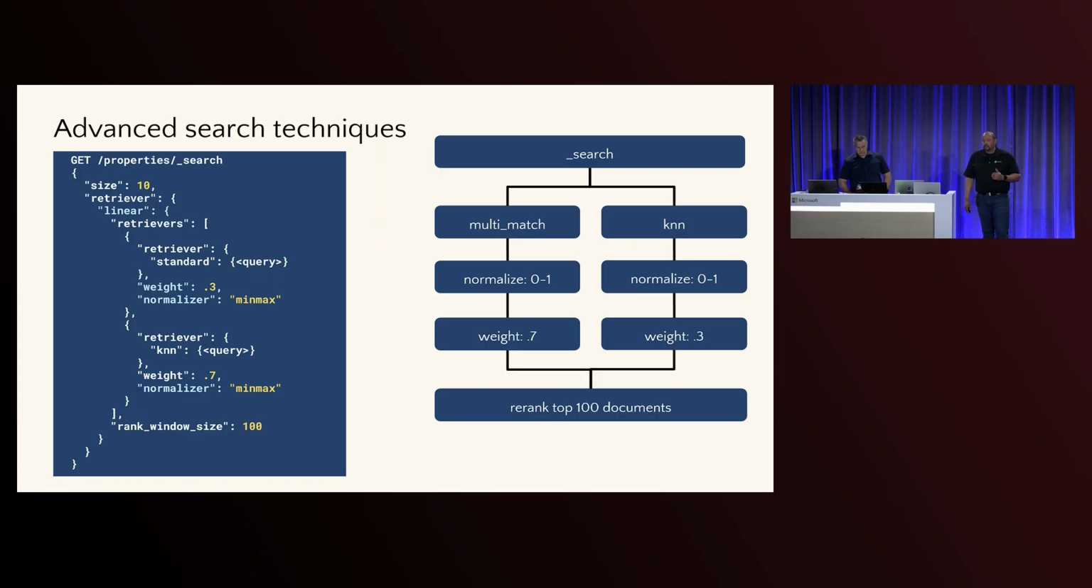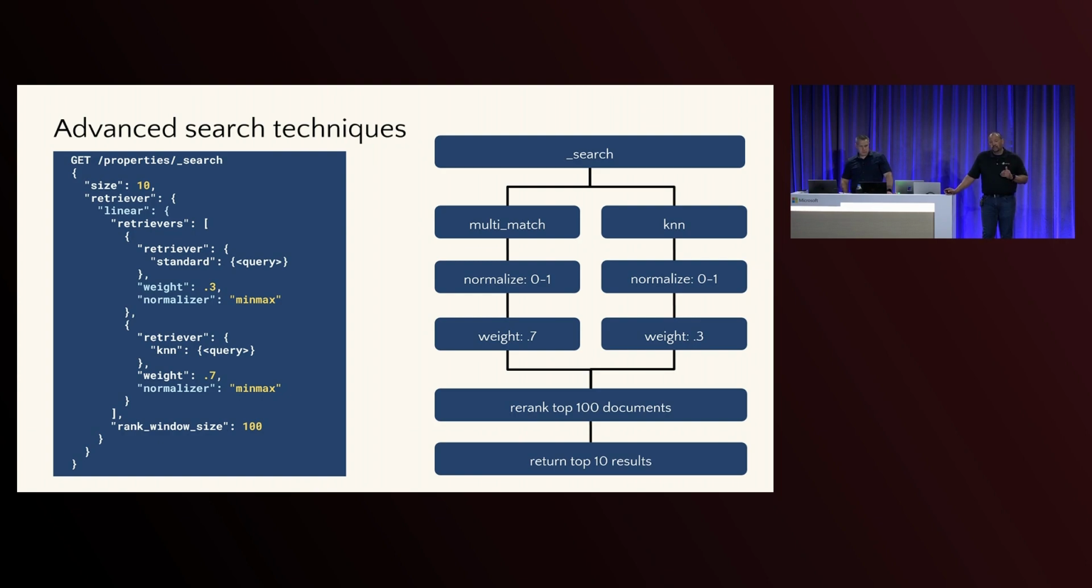Then we re-ranked the top documents. In this case, the rank window size is set to 100. So if we had more than 100 results back, we would trim that to the highest 100 results. And then we say, OK, we're just returning 10 results. We're going to take the top 10 scored results and return those. So under the hood, that's how we're actually able to get really good search relevance for that query.